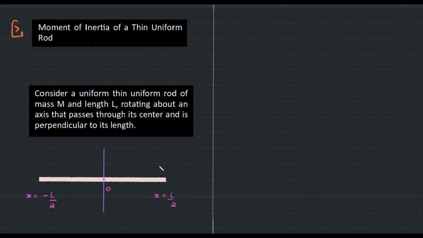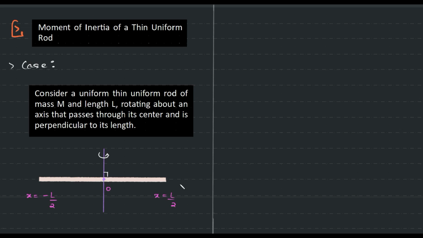So let's figure out an expression for the moment of inertia of a thin uniform rod. We have a uniform thin rod of mass m, and length L. It's rotating about an axis that is passing through the center O, and it's perpendicular. So the axis of rotation is perpendicular to the length. As you can see, the axis of rotation is exactly at the center of the entire length.